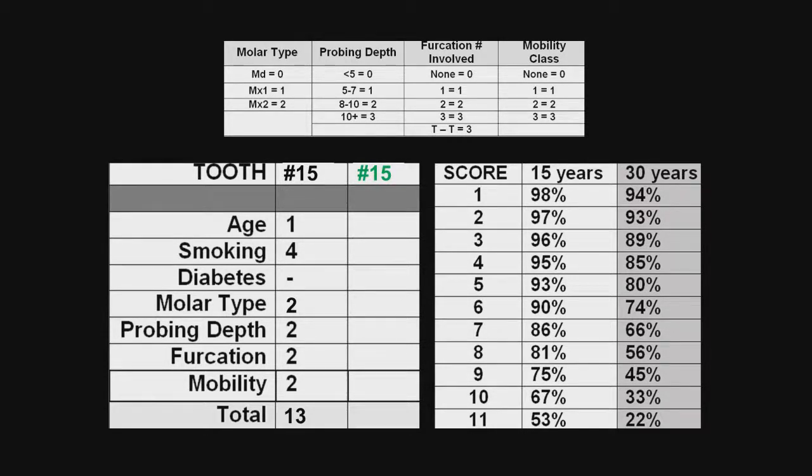Now let's go ahead and give the patient a target to shoot for, and we will have a periodontal report card for them. And I think giving them this target is extremely important. This is what we're going to try to achieve. We're not going to be able to do anything about the age. The patient can stop smoking. They're not diabetic. We can do nothing about the molar type.